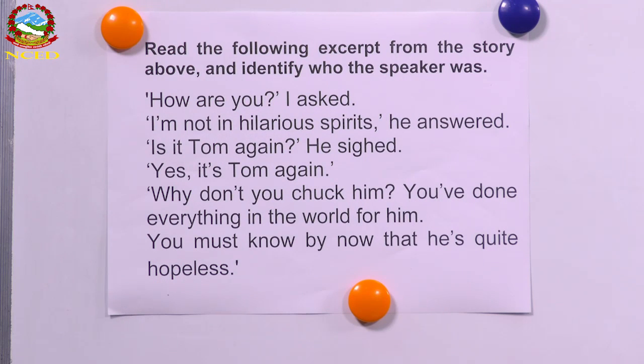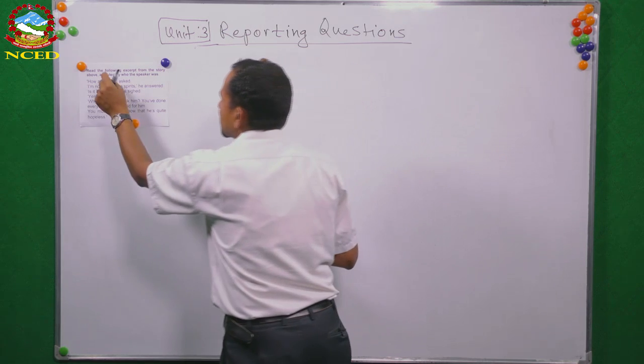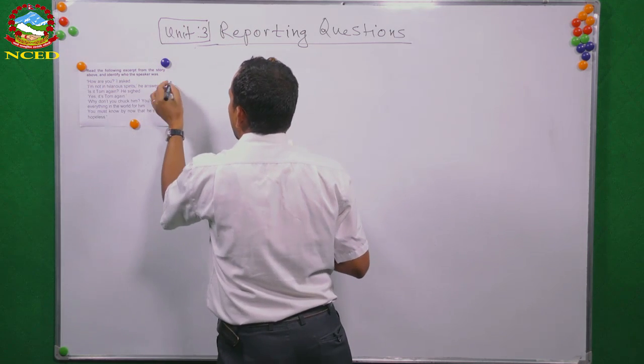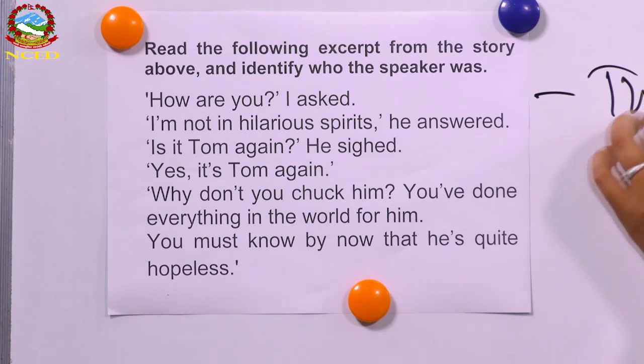There are different characters in the story. If you look there, you see the word I. So the I in that story means the narrator. "How are you?" I asked. It is written there. So that I means the person who said that was the narrator. It was the narrator, right?